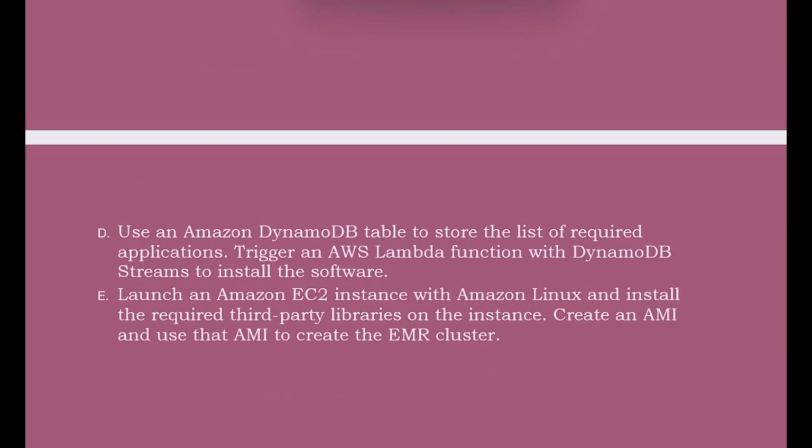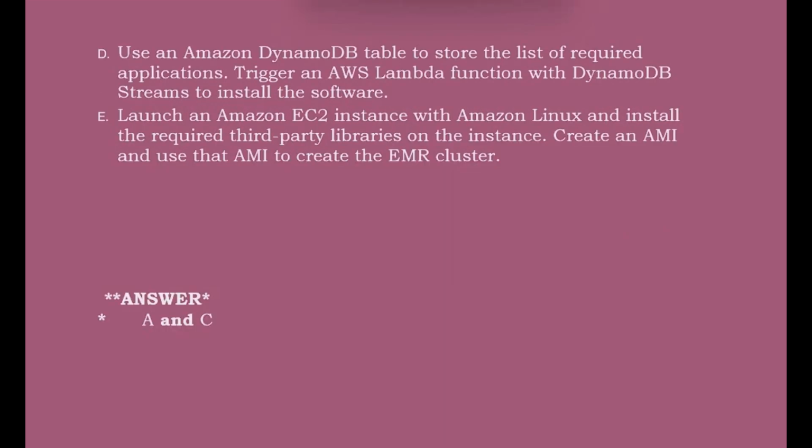Option D. Use an Amazon DynamoDB table to store the list of required applications. Trigger an AWS Lambda function with DynamoDB streams to install the software. Option E. Launch an Amazon EC2 instance with Amazon Linux and install the required third-party libraries on the instance. Create an AMI and use that AMI to create the EMR cluster. Correct answer is option A and option C.